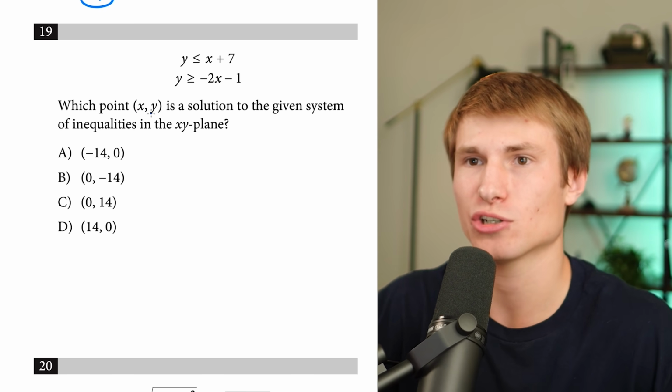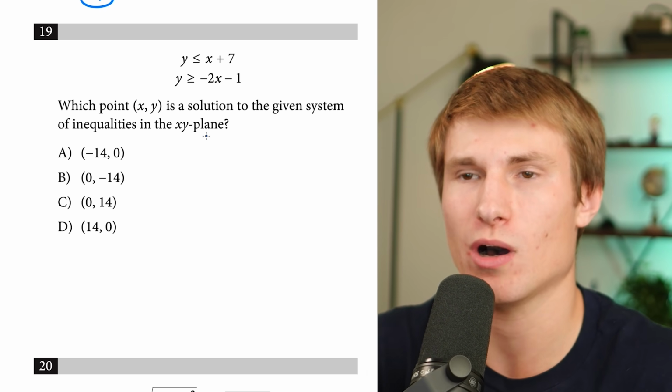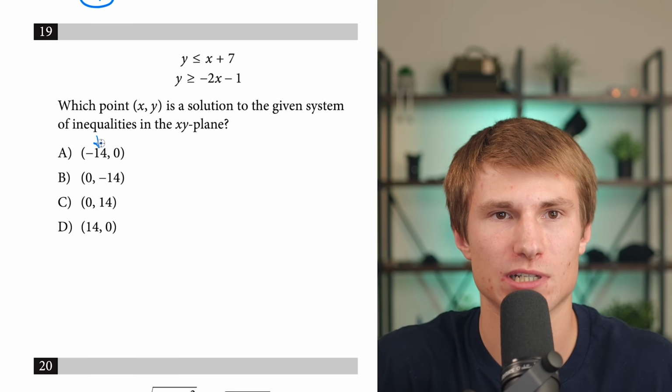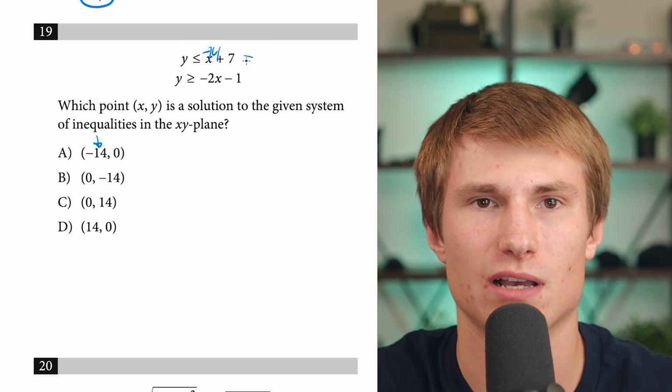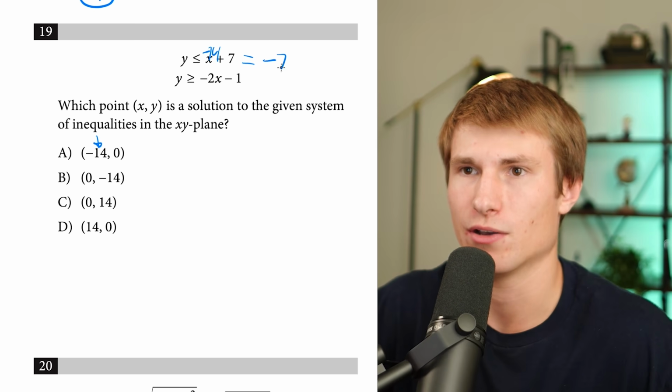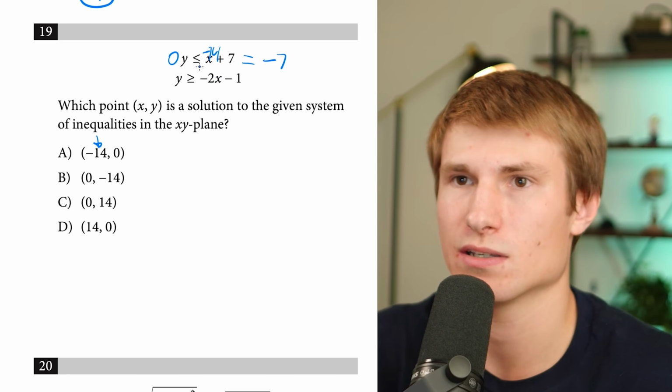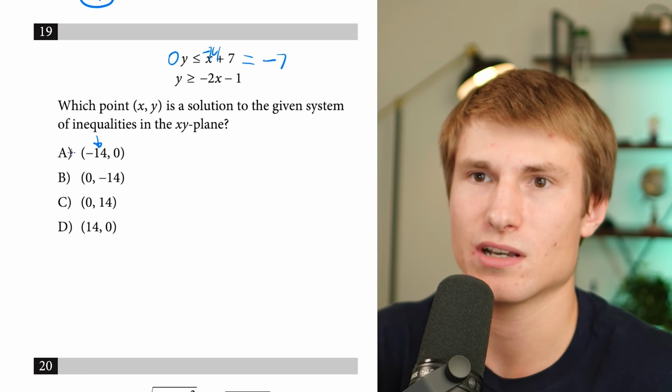Question 19 states, which point (x, y) is a solution to the given system of inequalities in the xy-plane? So I've got negative 14 for my x value. I'll go ahead and plug that in up here. Negative 14 plus 7 is ultimately going to give me a value of negative 7. My y value, 0, is 0 less than or equal to negative 7? No, so A is wrong.